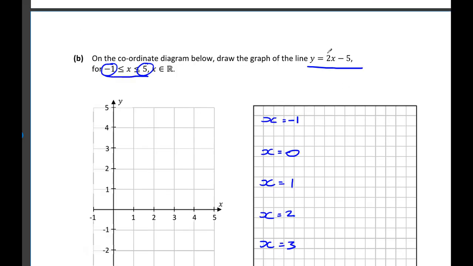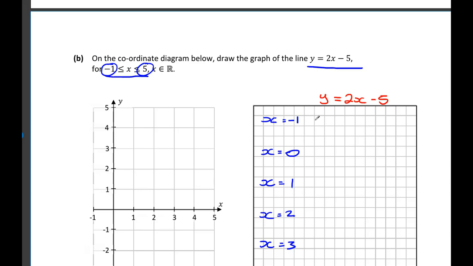So our graph, the line equation is y. I'm just going to put it here because I'm running out of space, but it's up to you, as long as it's clear what you're doing. Basically, we're going to replace x with minus 1, then 0, 1, 2, 3, all the way up to 5. Start at minus 1, end up at 5. So let's just do that.